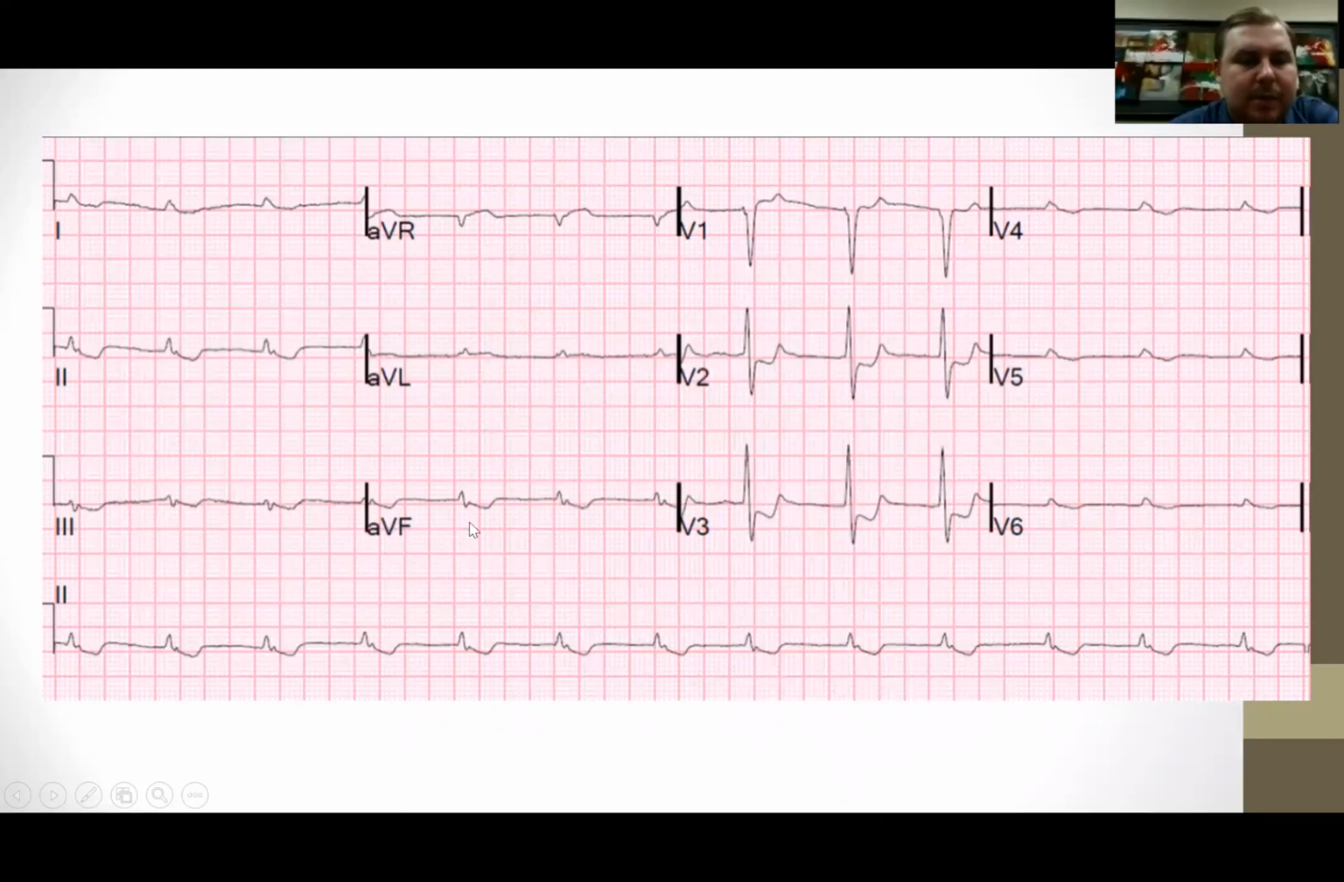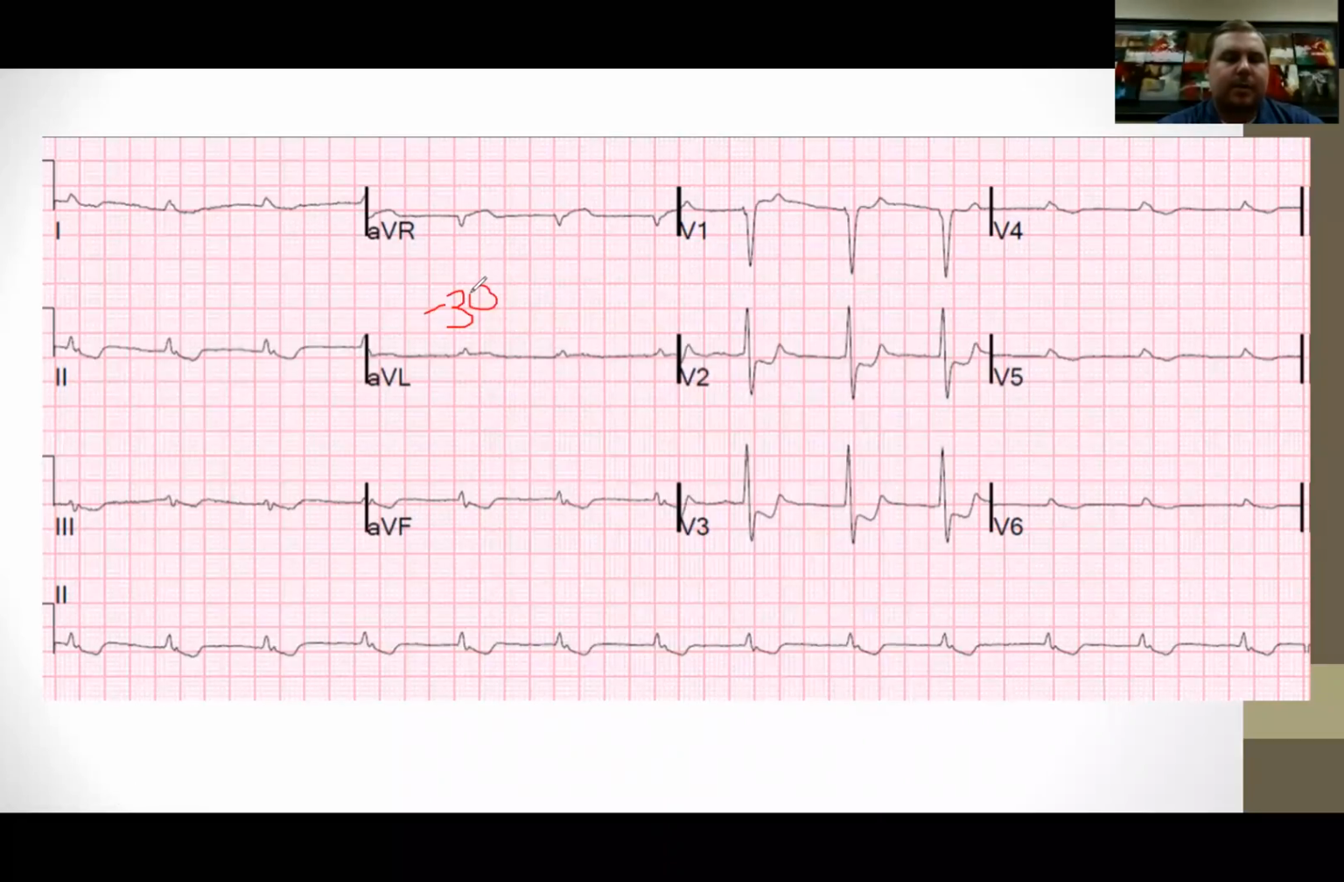Axis, I'm going to look for the most isoelectric, which happens to be AVL. My most positive lead is lead 2. So 90 degrees off of negative 30 could either be negative 120, which would cause us to have a positive R wave or an R wave in AVR, which isn't present, or it could be 60, which is the case here since our R wave is present in lead 2. So that's a normal axis. So junctional.